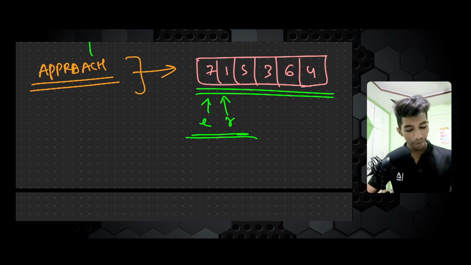So what I have done, I have created two pointers, and there is one max profit variable which is assigned a 0. L is at my first, R is at my second. Now what we will do? Now how we will solve this problem?